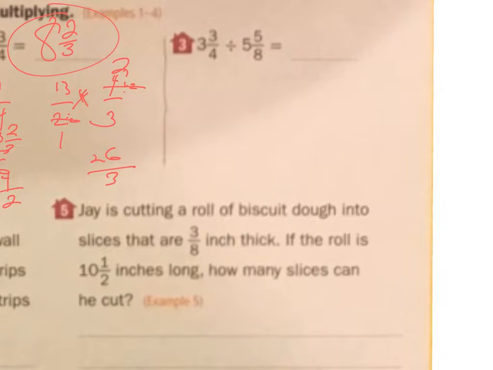Okay. Now let's do number 3. I'm going to make both numbers into an improper fraction. 4 times 3 is 12, plus 3 is 15. 15 over 4, divided by 8 times 5 is 40, plus 5 is 45 over 8. Now I'm going to keep, change, change. Keep, change, change. And I can see I can do a lot of simplifying. I'm going to divide this one by 4, and I'm going to divide this by 4. That gets me 1 here, that gets me 2 here.